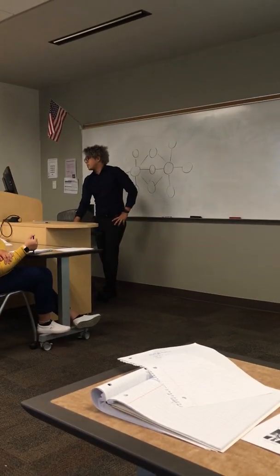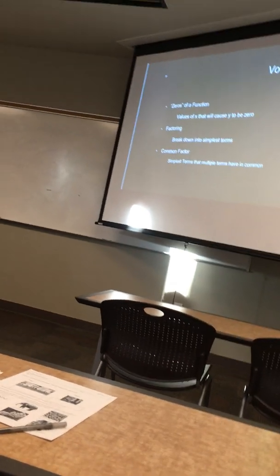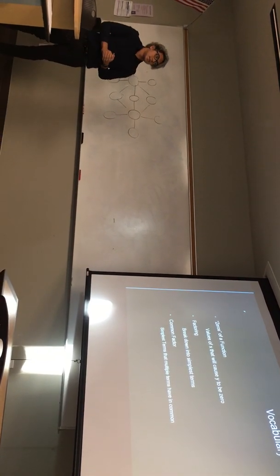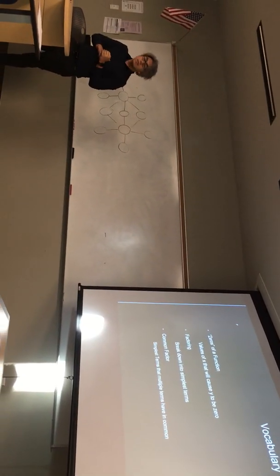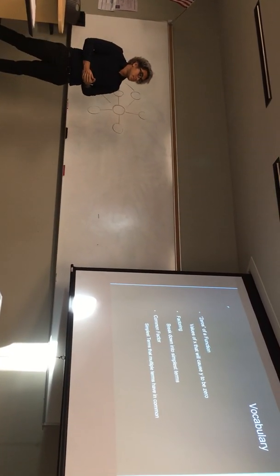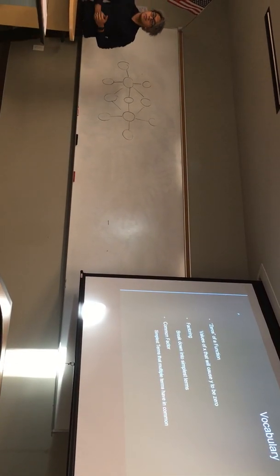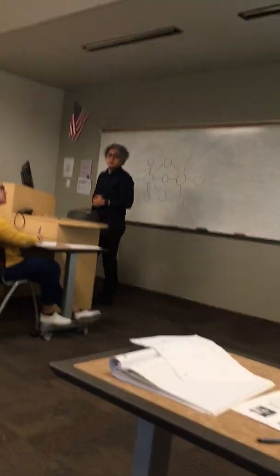So we're gonna go over some vocabulary. The zeros of a function are values of x that will cause your y to be 0. So kind of like how I explained, it's going to be when the function crosses that x-axis. You guys want me to write this down? And then we'll be using factoring. We went over factoring a little bit before, but it's basically just breaking down your function into simpler terms.